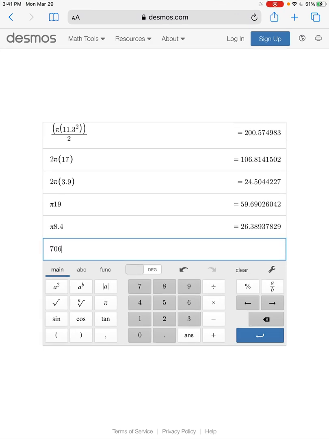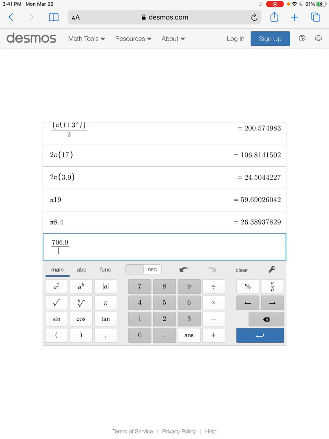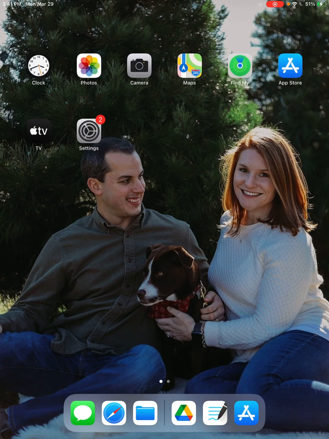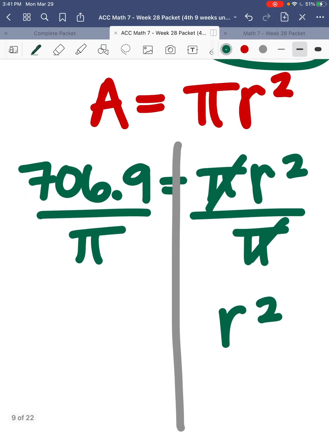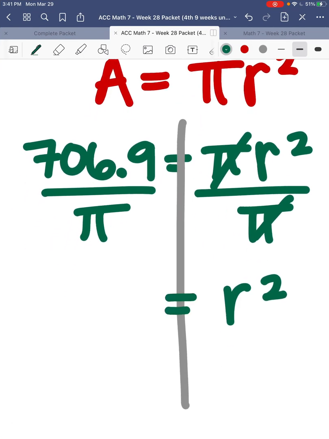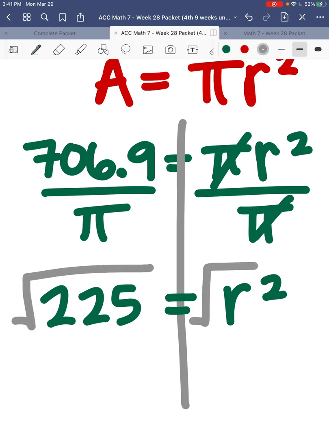So 706.9 divided by pi. And notice I get 225.01. Well, that 1 tells me not to round at all, so I'm just going to leave it as 225. So r squared is 225. Now I need to take the square root. So I'm taking the square root of both sides, and that's going to get the r by itself.